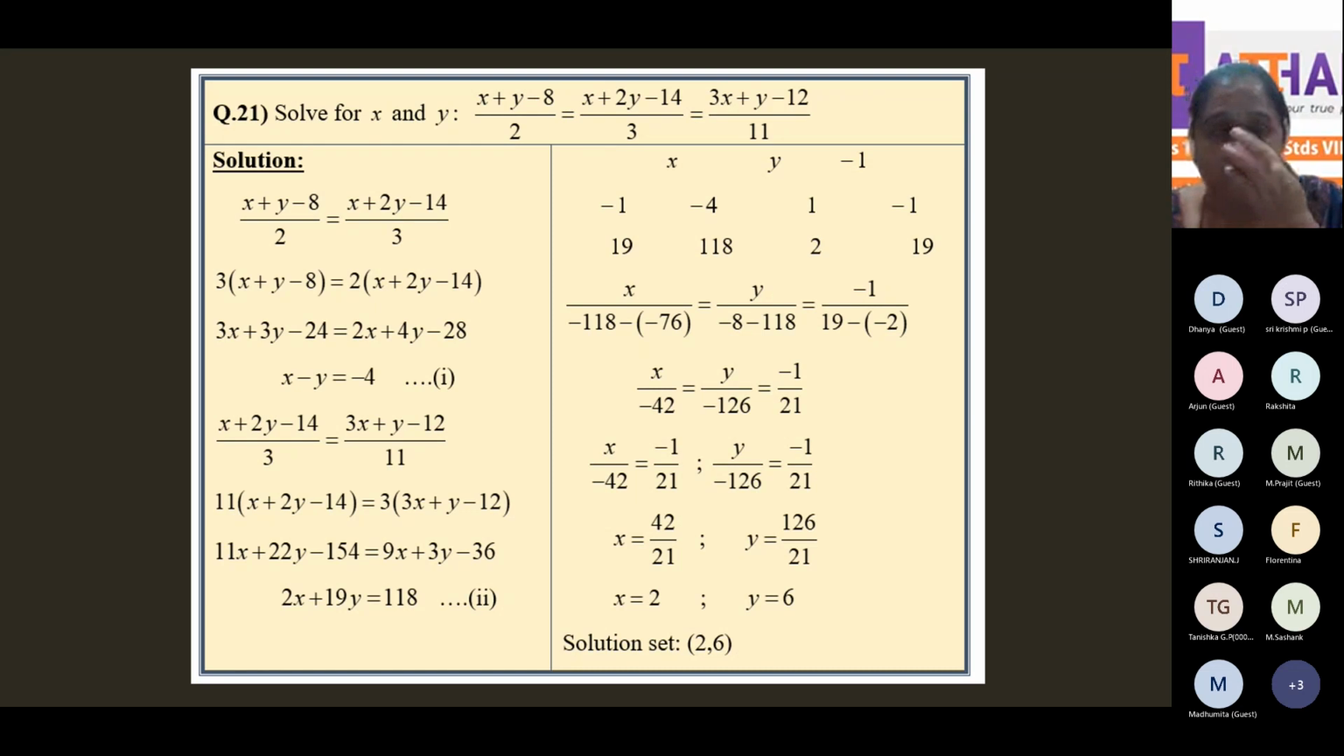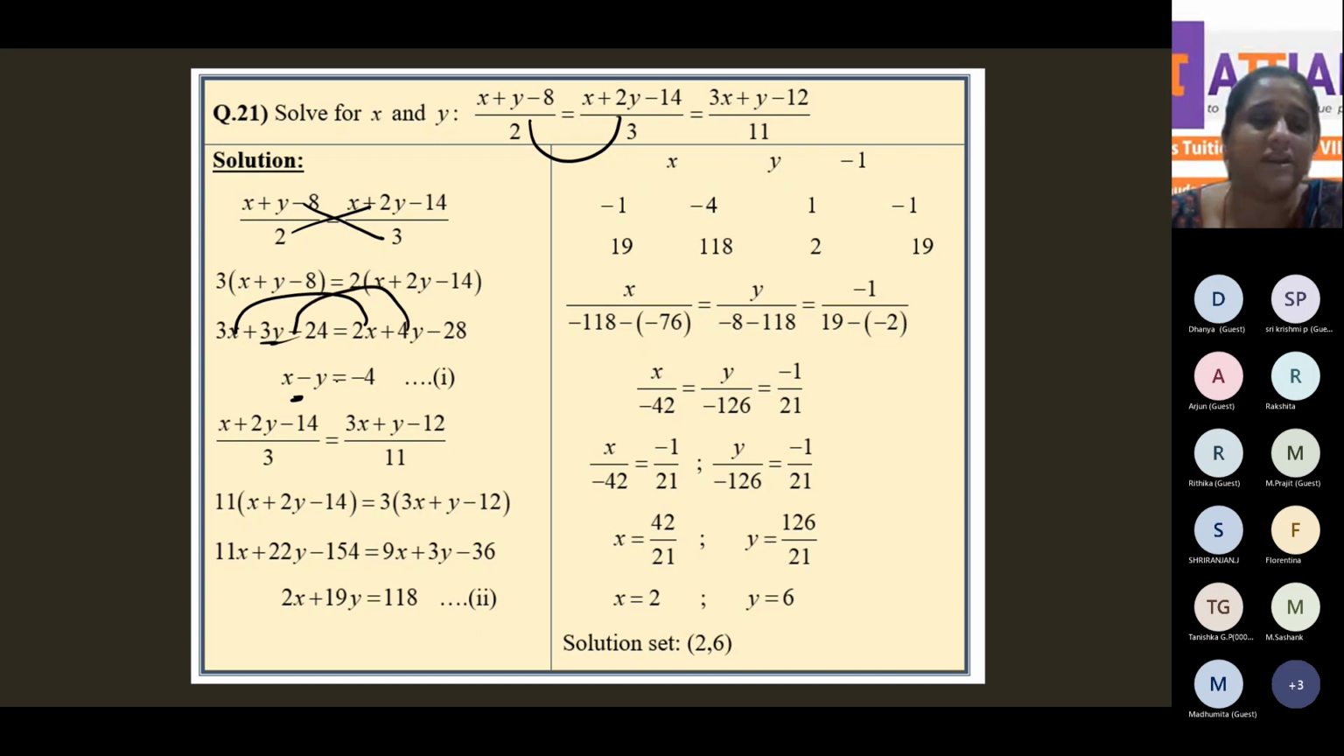Okay, fine. So as I told you, equating these two, you'll have to cross multiply. Then bring all the terms to one side and simplify, and you get x minus y is equal to -4. When this goes here, it becomes 3x minus 2x, which is x, and 3y minus 4y, which is minus y. And this minus 24, when it comes here, will be plus 24. So minus 28 plus 24 is -4.